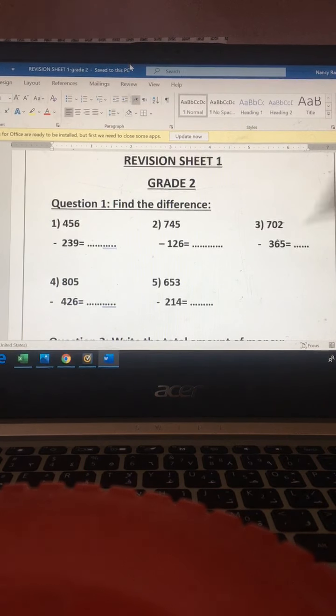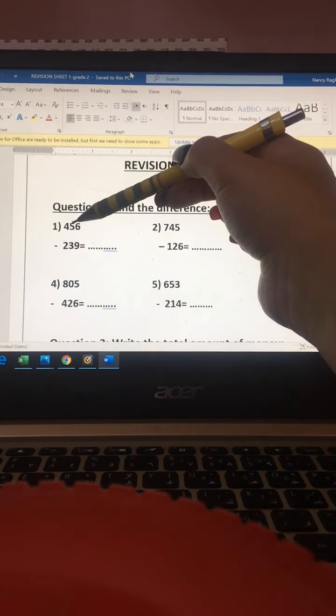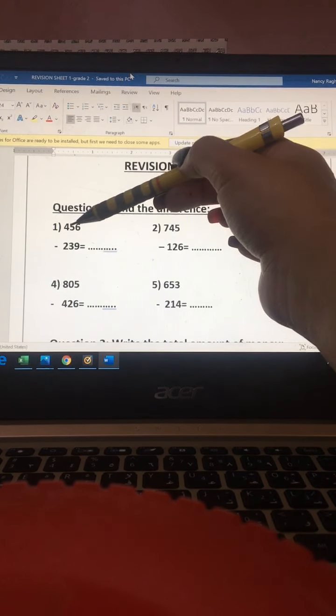6 minus 9. Can we subtract 6 from 9? This is the first question we need to ask ourselves. Of course, we cannot subtract a big number from a small number, because the 6 is smaller than 9. It's weak, so we cannot subtract it from the 9. We need to borrow from our neighbor, which is the 5. We are going to borrow a 10 from the 5.